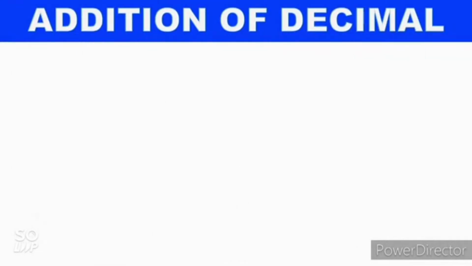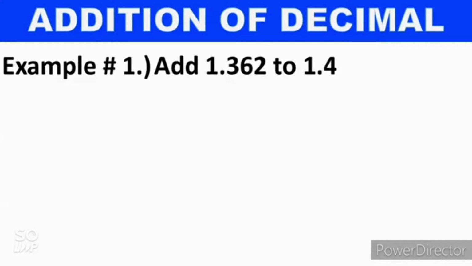Okay, and now we're going to study how to add decimals. We have example number 1. Add 1 and 362 thousandths to 1 and 4 tenths. Okay, so that is how to read the decimals. We have some steps to follow on how to add decimals. We have 1.362 plus 1.4.